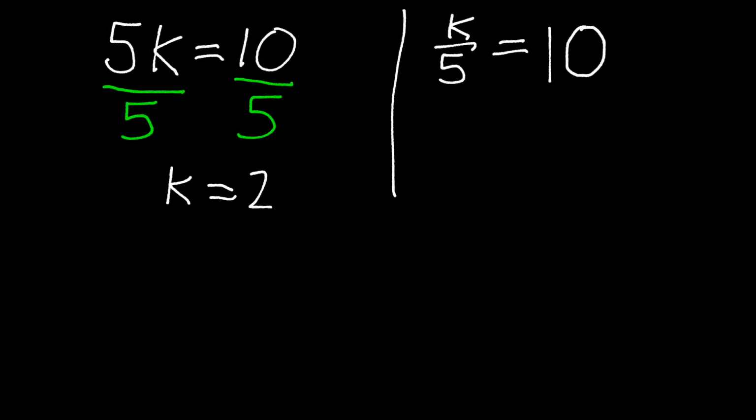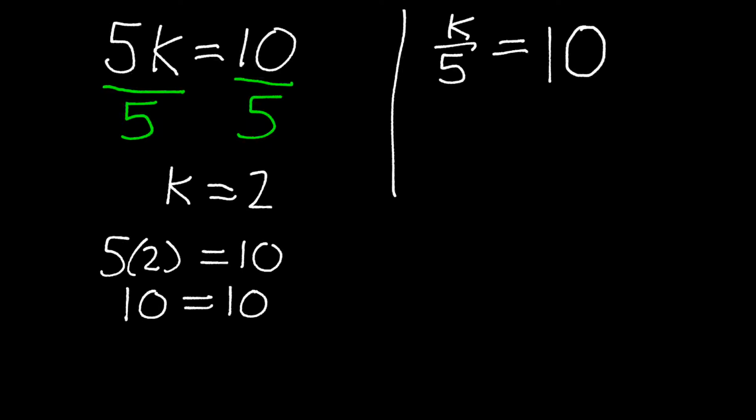We cannot yet say that this is the solution though, because we have not checked our answer. So remember, to check our answer, we take whatever the variable is, and we substitute it into our equation. So I have 5 times 2 equals 10, and by using my multiplication facts, I know 5 times 2 is 10, so I end up with 10 equaling 10. This is a true statement, and our answer works out. So the solution is k equals 2.